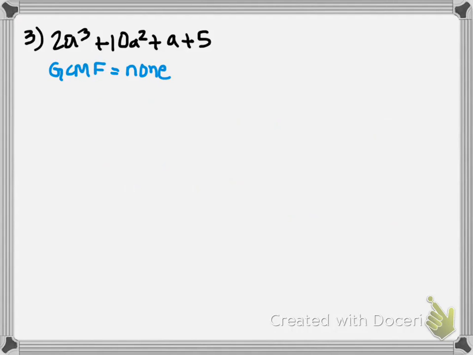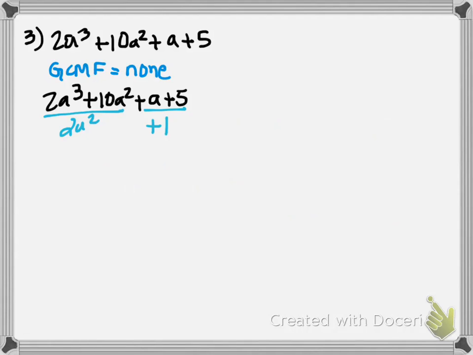We're going to have 2a cubed plus 10a squared plus a plus 5. So number one question, is there a GCMF? And there's none. So now I look and I have 4 terms, which means factoring by grouping is my option. So let me rewrite the problem, and we're going to do it 2 by 2. These have a 2a squared in common. And these have, if I can't find anything else, it's always going to be a 1, and in this case a positive 1.